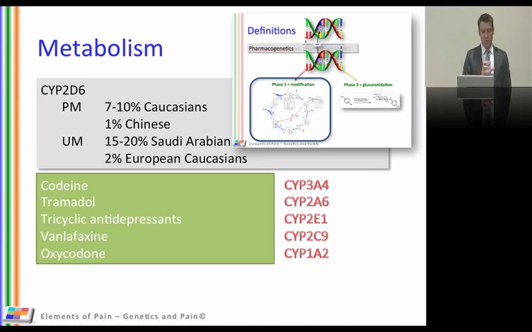And of course, this is just one, CYP2D6. It has effects on multiple drugs: codeine, tramadol, tricyclics, venlafaxine, oxycodone, and of course methadone as well. And that's just one of the enzymes, and what we've got is a whole host of enzymes as well. So the crux of this slide is that it's complicated. There's a lot we don't know.